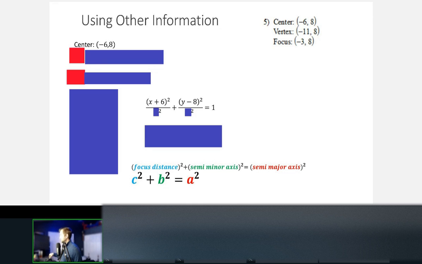I'm just going to put the center. So here's my center point right there, and that's -6 comma 8. Then let's plot. I'm going to put a capital C here as our center. Our vertex is -11 comma 8. So let's sketch that point. From the center, which direction should I travel? Left, right, up, or down?